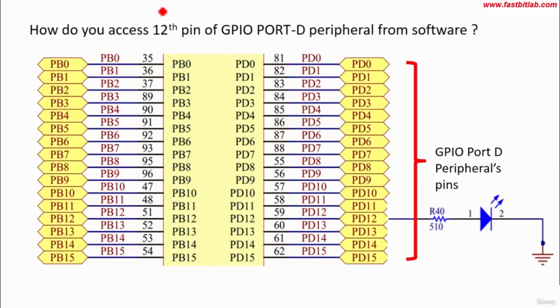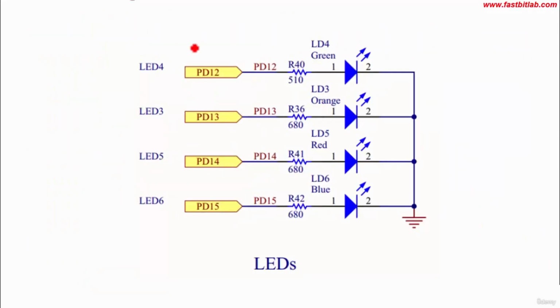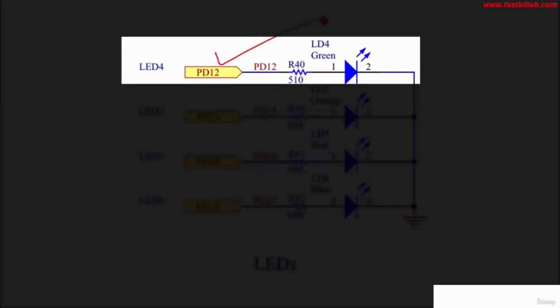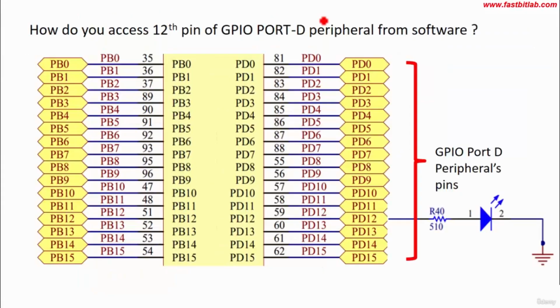So let's move forward. Now let's consider this LED, that is LD4. This LED is connected to PD12, exactly like this. So this is the microcontroller, this is port D, and at the 12th pin this LED is connected. Now the question is, how do you access the 12th pin of port D? Port D is also called GPIO port D. GPIO stands for general purpose IO. These are called general purpose IOs because they can be used for any purpose.